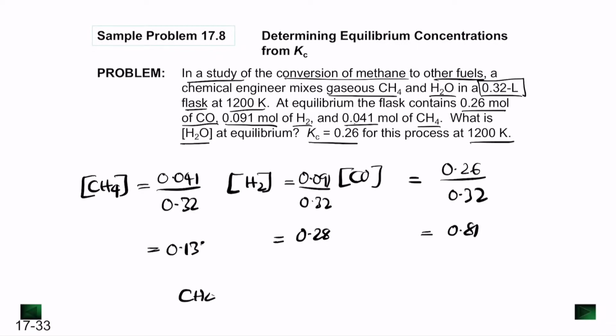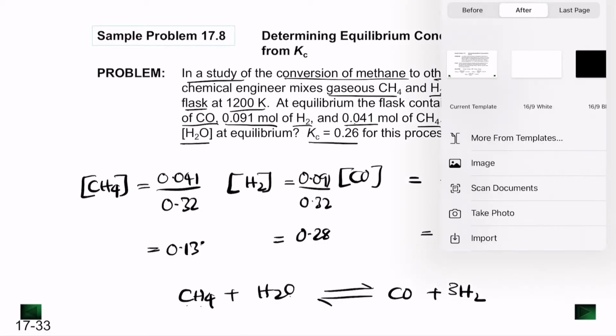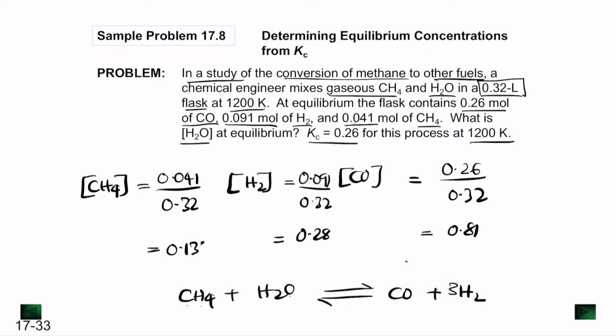Next, we have to write down the reaction. So CH4 and H2O mix together to form CO plus H2. To balance the reaction, we notice that the carbon and oxygen are already balanced. There are 6 hydrogens, so we can write 3H2. So from this, the only thing that we do not know here is the H2O concentration, but they have given us the Kc value, which is 0.26.